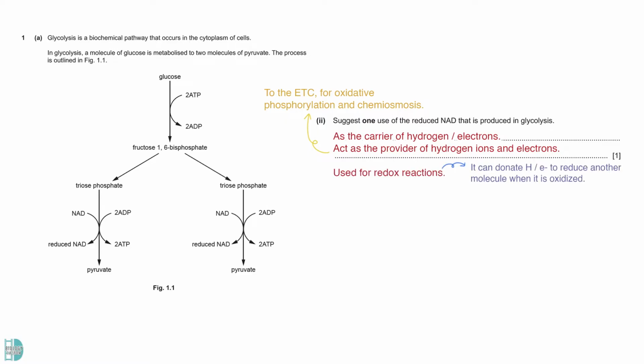It can be used in ETC and other redox reactions as it can donate electrons to reduce another molecule when it is oxidized. If anaerobic respiration takes place, reduced NAD releases its hydrogen to reduce ethanal or pyruvate.